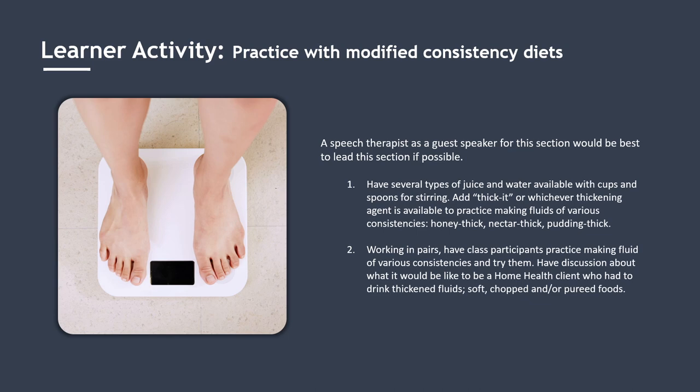Learner activity. Practice with modified consistency diets. A speech therapist as a guest speaker would be best to lead this section, if possible. Have several types of juice and water available with cups and spoons for stirring. Add thickener, or whichever thickening agent is available, to practice making fluids of various consistencies. Honey thick, nectar thick, pudding thick.